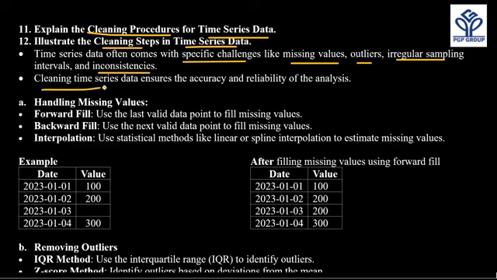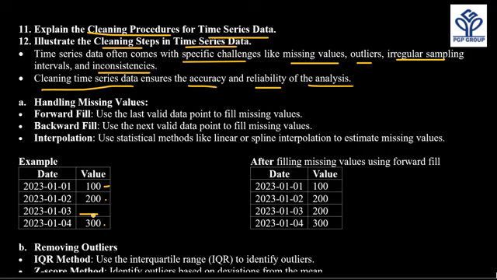So we have to clean all these things before starting the data analysis. Cleaning time series data ensures the accuracy and reliability of the analysis. So what are the steps for data cleaning? The first one is handling the missing values. What are missing values? You can see in this table, for every day there is some data available. Here value 100, value 200 is available, and here value 300 is available, but this value is missing. This is called the missing value.